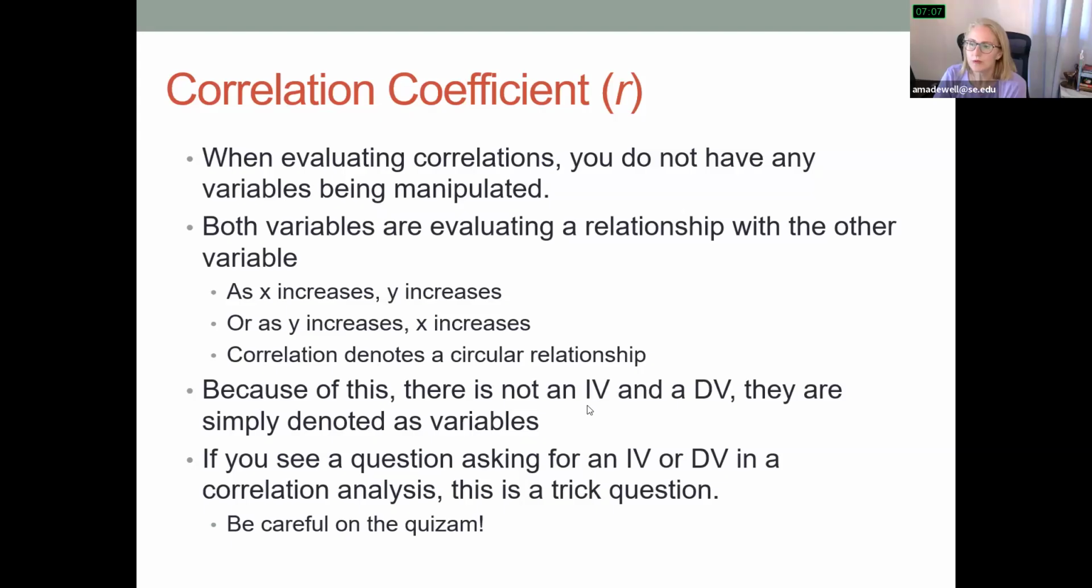Because of this, we don't denote an IV and a DV. We just simply say that there's two variables in this relationship. So be careful on the final exam. This is kind of a tricky question. We want to make sure that you're understanding the differences between a t-test and a correlation. Make sure you're reading along in your chapter, okay?